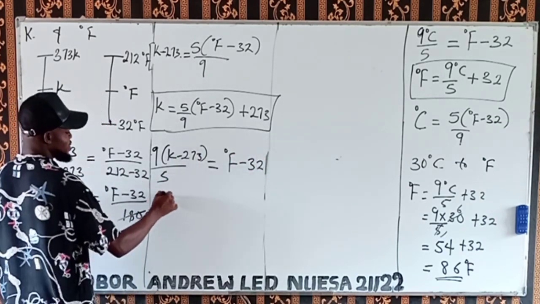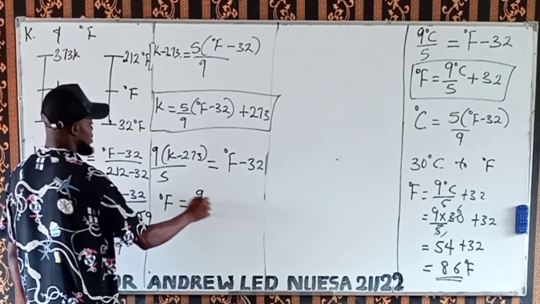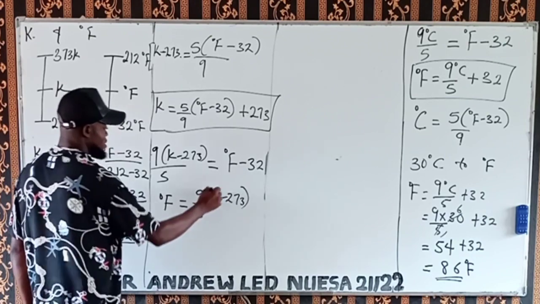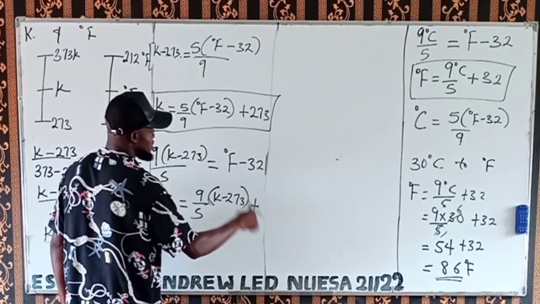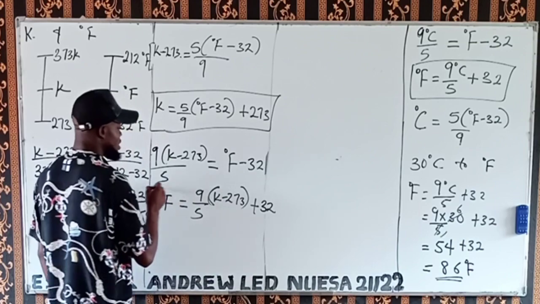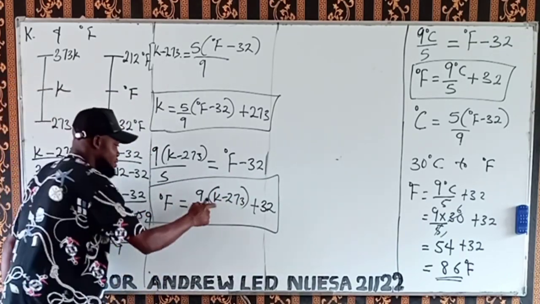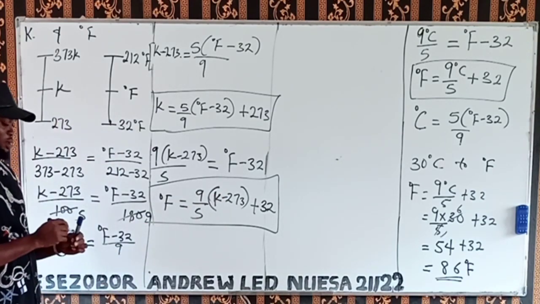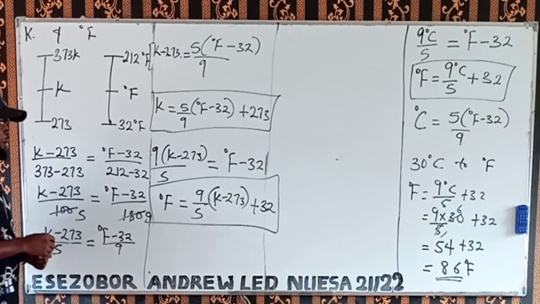Degree F will be free. So degree F will be equal to 9 over 5 times (K minus 273). It's in brackets because the 9 is affecting everything. Then plus 32, because the minus 32 moves across as plus 32. This is what we're going to have. So this is how you convert from Kelvin to degree Fahrenheit. Please take note of that. It's very important.